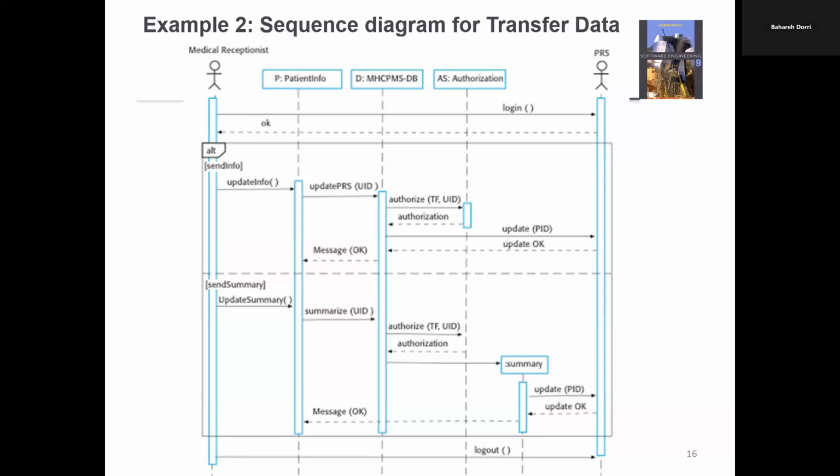Let's break this down. The process starts when the receptionist logs in and initiates one of two possible actions: send info and send summary. So this is captured using the alt box again, which means alternative paths. So depending on the scenario, either one of these flows is followed, as you can see in this diagram here.